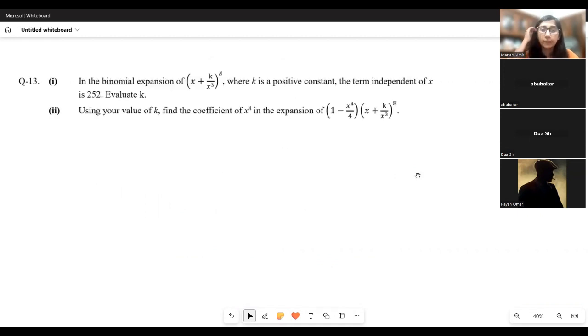In the binomial expansion of this, where k is a positive constant, the term independent of x is 252. Evaluate k.